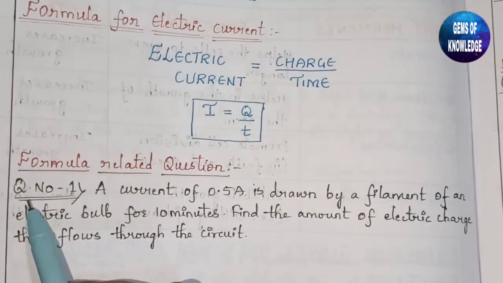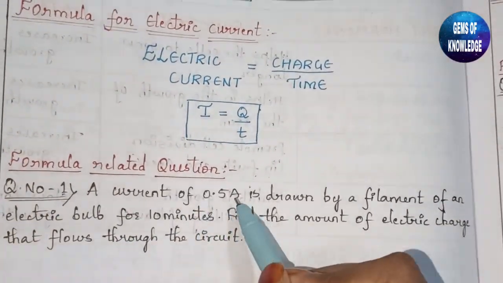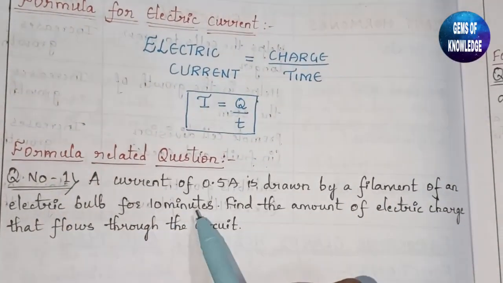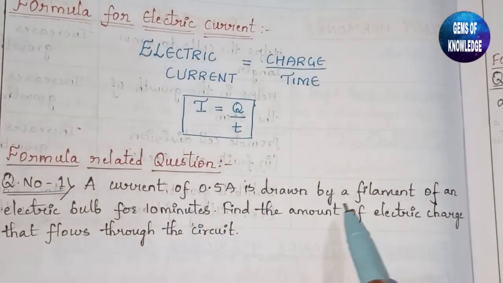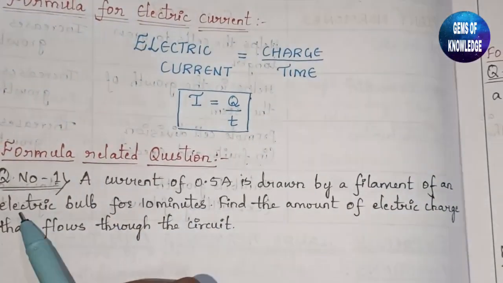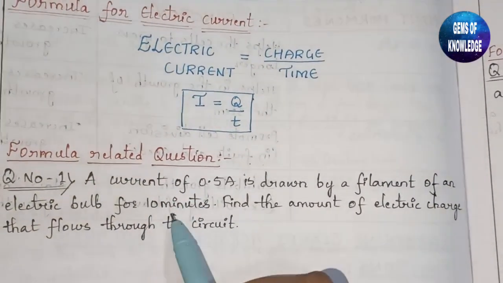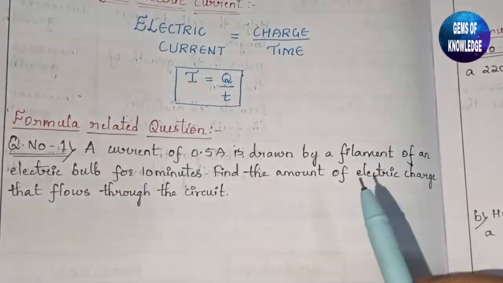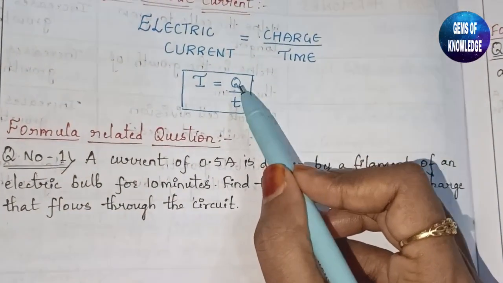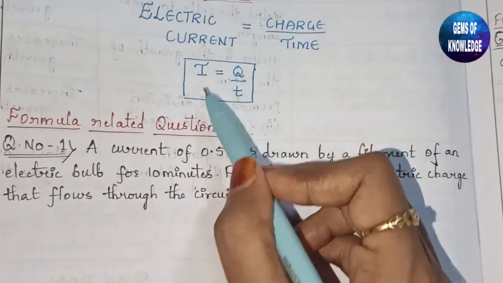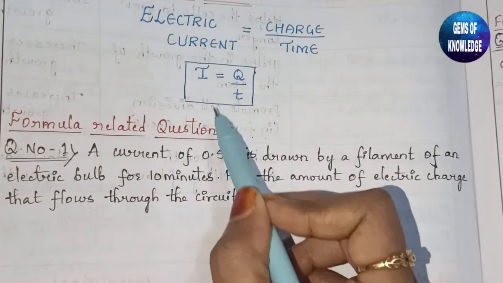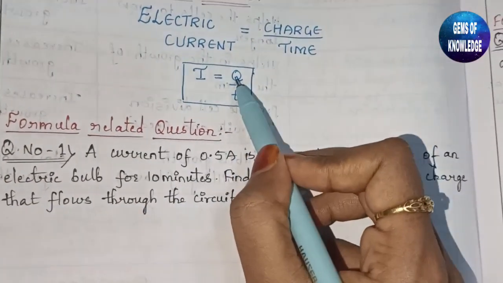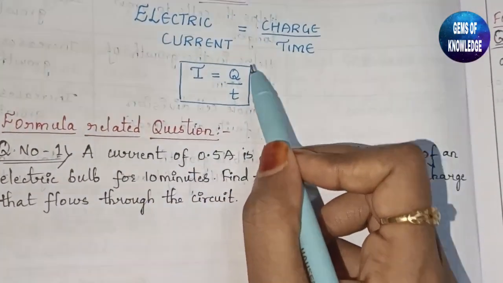Okay, so here the first question: a current of 0.5 ampere is drawn by a filament of an electric bulb for 10 minutes. Find the amount of electric charge that flows through the circuit. We need to find the charge, that is, the Q value. Already they have given us 0.5 ampere, which is current, and time they have told us is 10 minutes. We need to find Q. So this formula is applicable here.